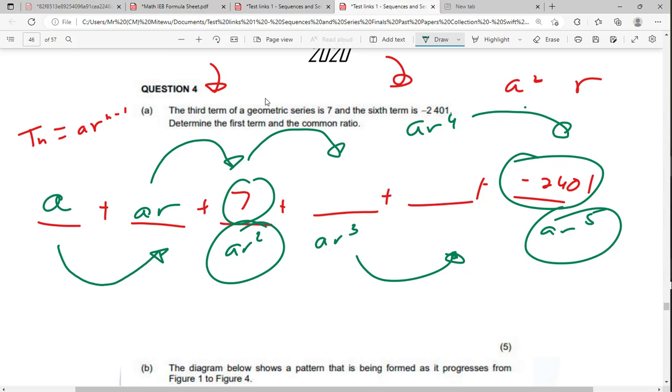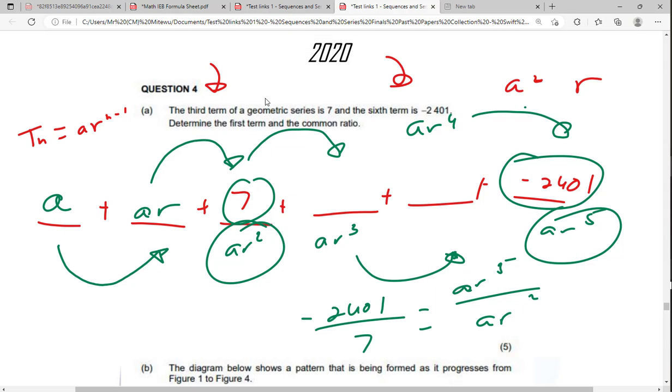Well, the most important part that we have to try and do is to eliminate a variable. And we can actually do that. We know that negative 2401 over 7 is equal to, what do you think? AR to the power of 5 over AR squared. Now we can actually calculate that. Negative 2401 divided by 7 is going to be equal to, if you do the maths correctly, negative 7.